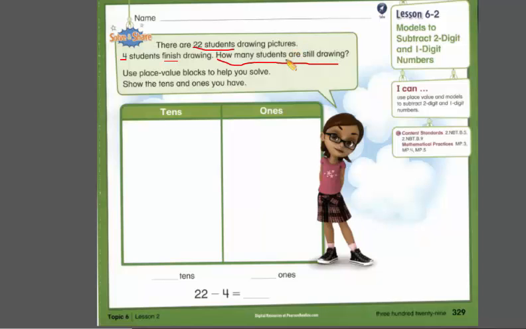So there is one part missing. When I have one missing part, I will do subtraction. In subtraction, I start with the whole. What is the whole? The whole is 22. Minus. What is the part you know? The part I know is 4. So 22 minus 4. And then we want to subtract 4 from 2.